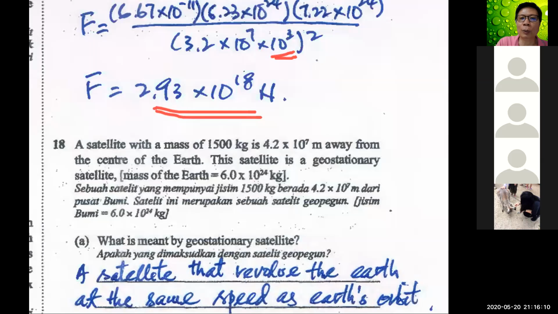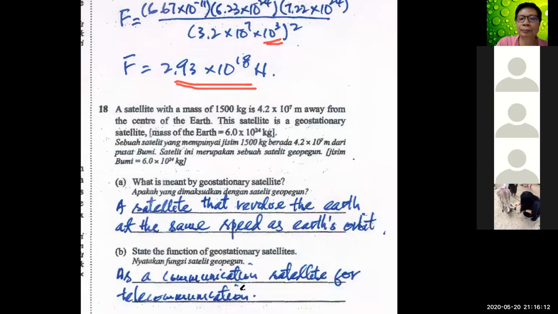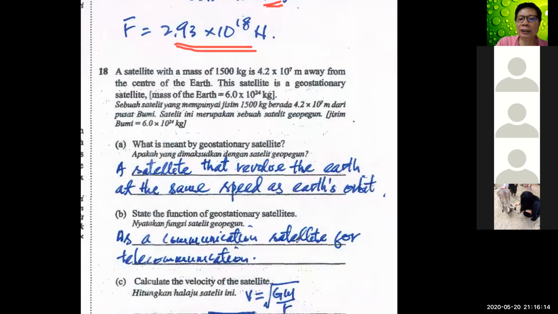The function, you know, is common sense now. As a communication satellite for telecommunication, this is the most important. Mainly, satellites carry two important functions. The first one is telecommunication. The second function for satellites is weather forecasting, to check the weather. Weather forecasting is also very important and uses satellites.